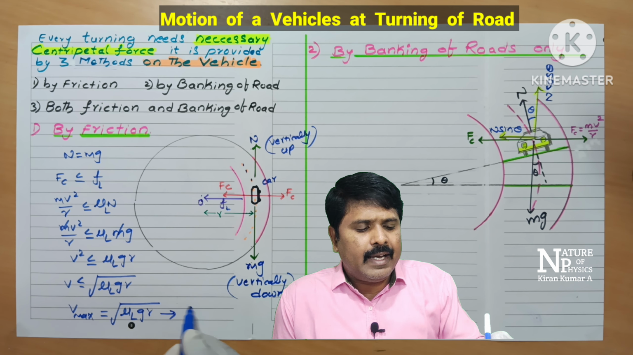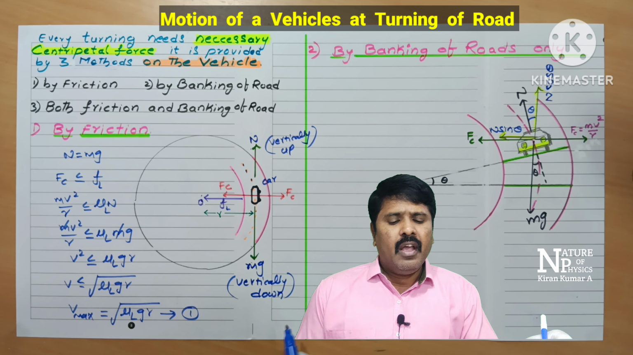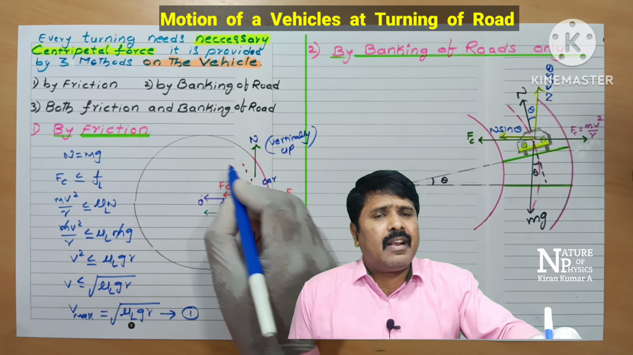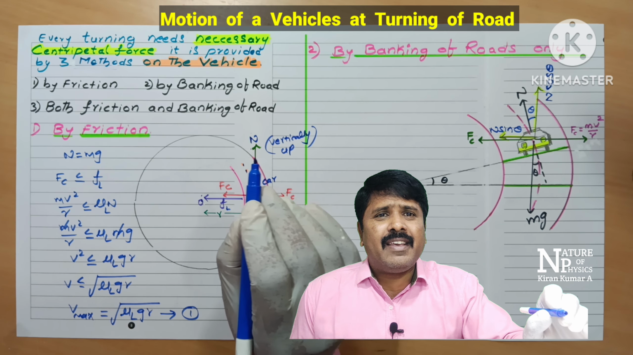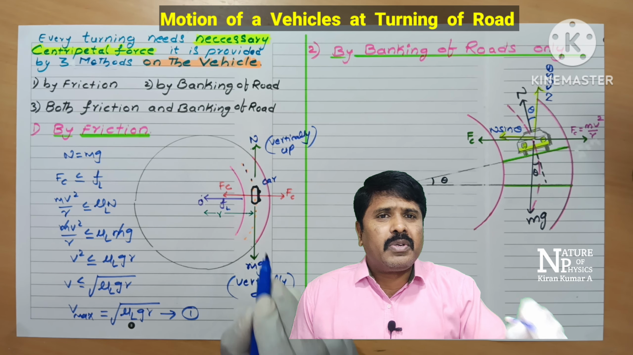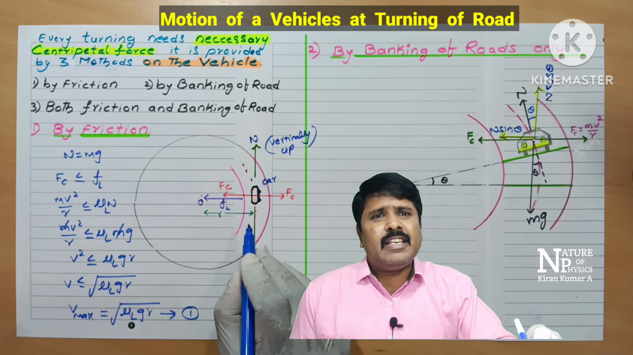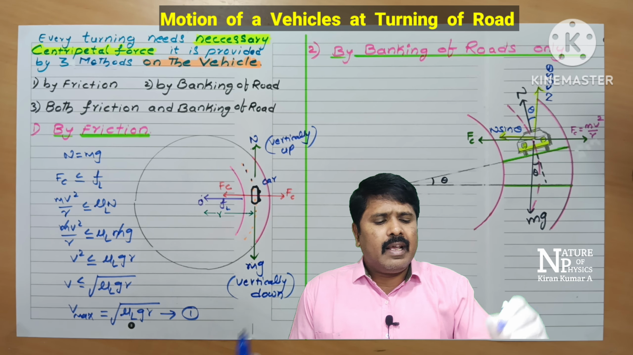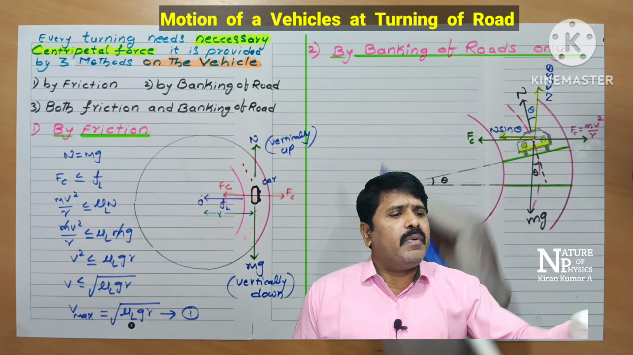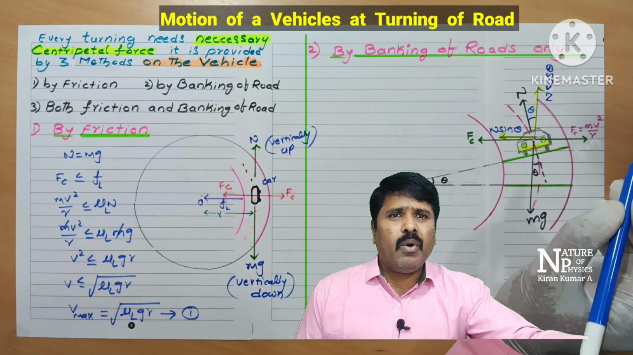This I can write as equation number 1. So this is the maximum velocity to take a safe turn on the circular road. There is no banking, only friction on the circular road. Frictional force and centripetal force are balancing here, clearly given in equation 1. Next I am going to explain the second one, by banking of road only.